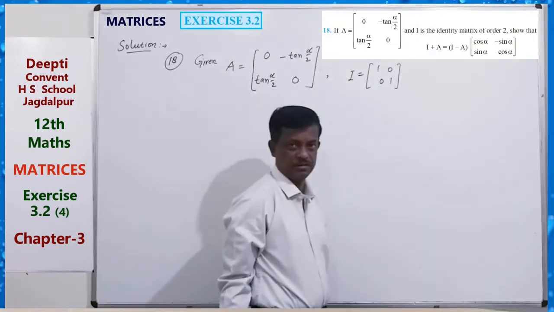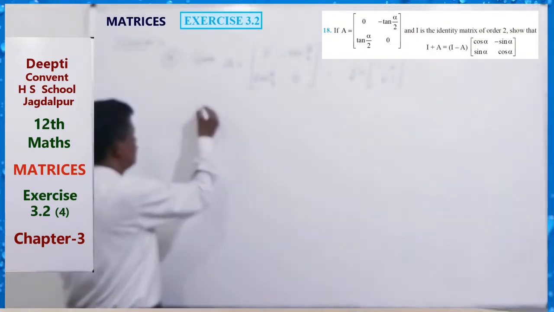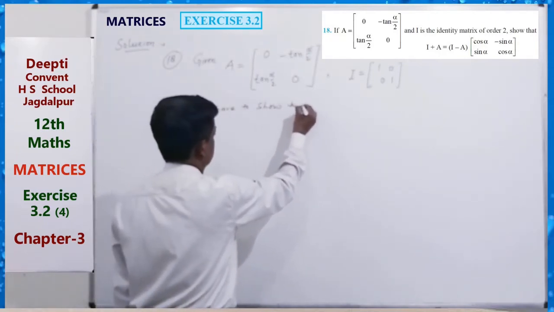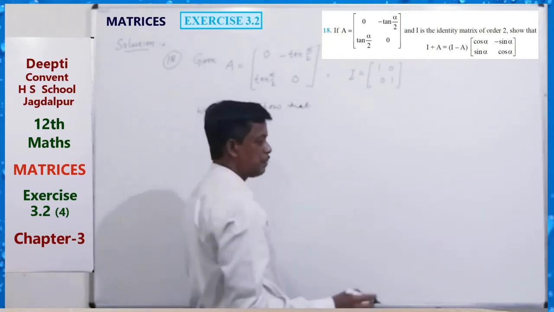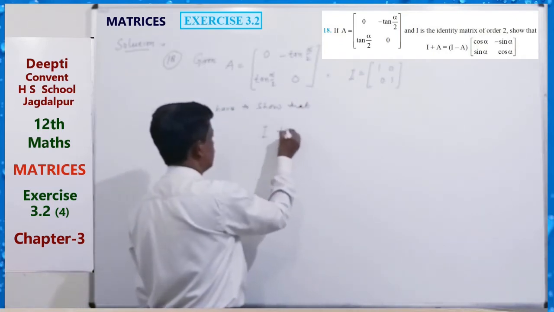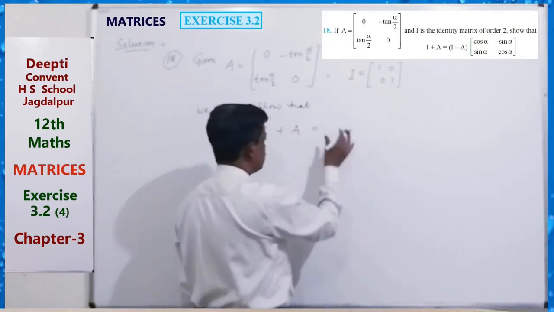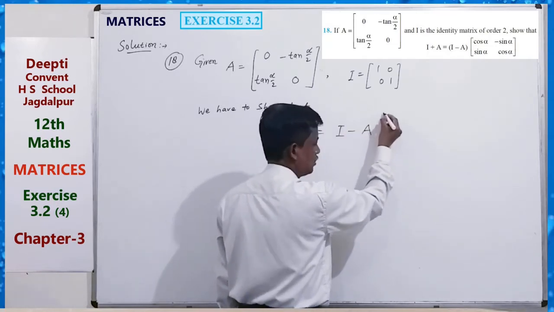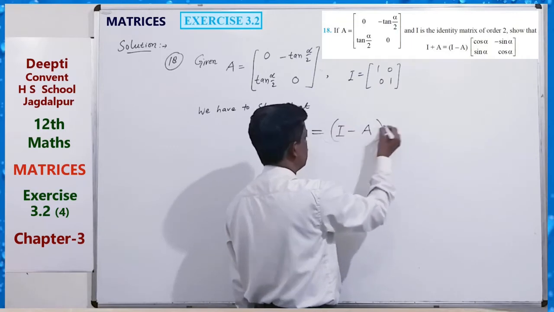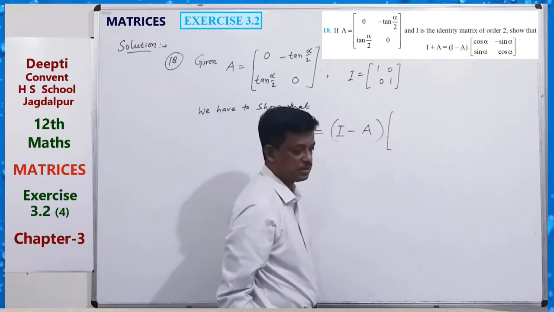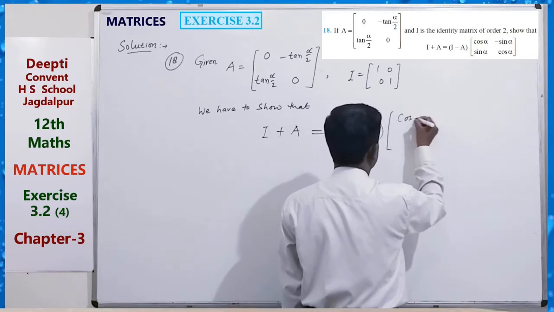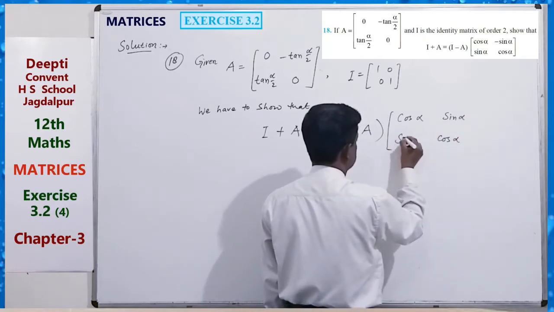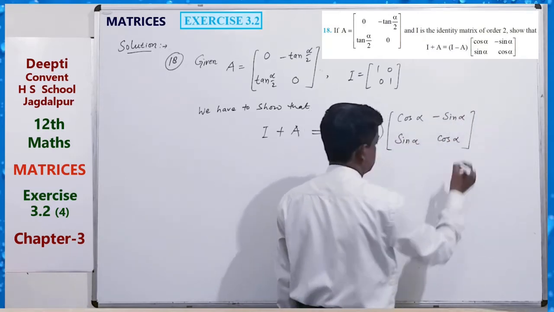And we have to show that I plus A, matrix plus matrix, equals I minus A into the matrix cos alpha, minus sin alpha, sin alpha, cos alpha. Just we have to show that.